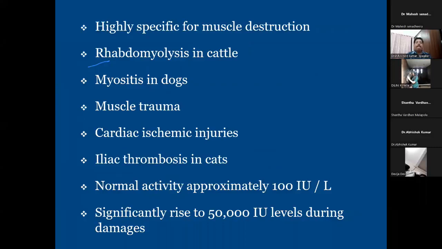It is highly specific for muscle destruction: rhabdomyolysis in cattle, myositis in dogs, muscle trauma, cardiac ischemic injuries, iliac thrombosis in cats. Normal activity is approximately 100 units per liter. Significant rise is up to almost 50,000 IU levels during damage.